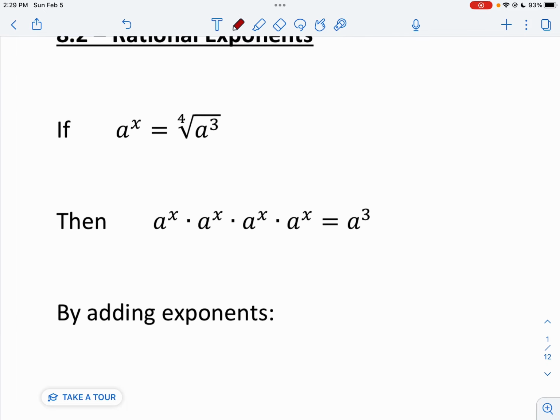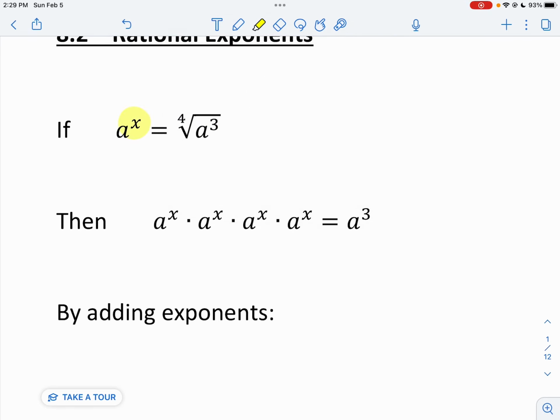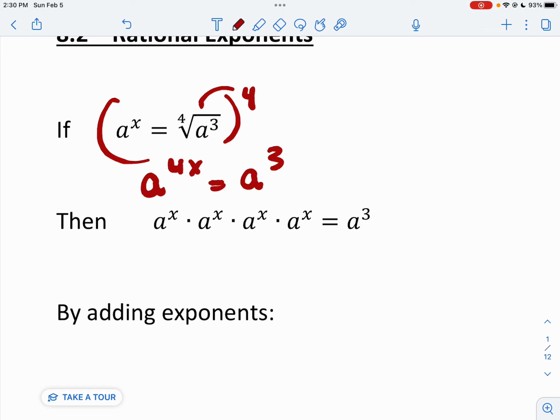So I'm trying to see what kind of exponent I could call x here, such that a to the x would be the same as raising a to the third and then taking the fourth root of it. So we're trying to rewrite what would be equivalent. Well, first I'm going to try to isolate the right side. So I raise everything to the power of 4. That would give me a to the 4x equals, and on this side the fourth root and the power of 4 would cancel. I'd be left with a to the third.